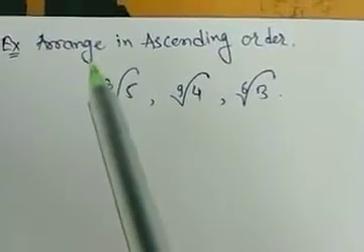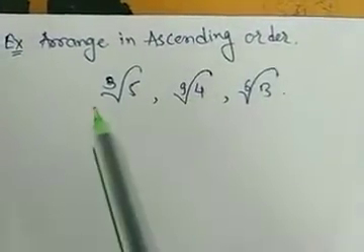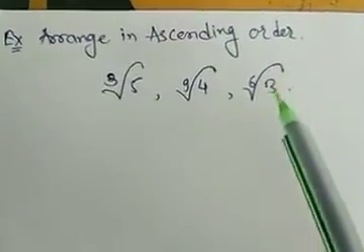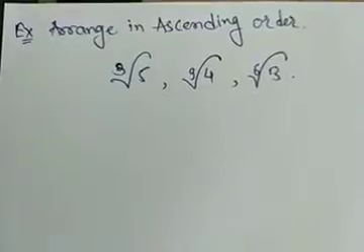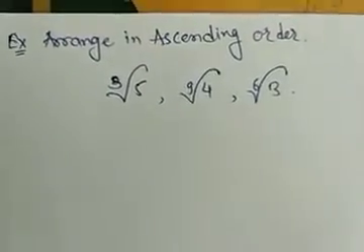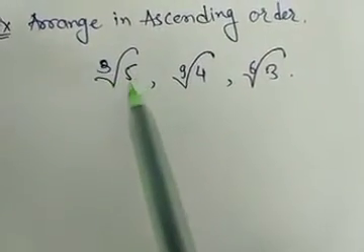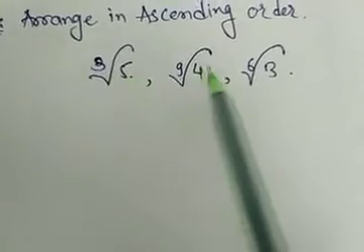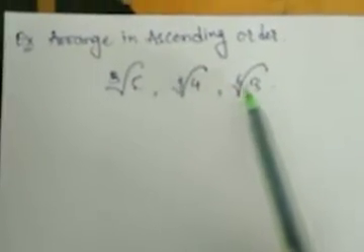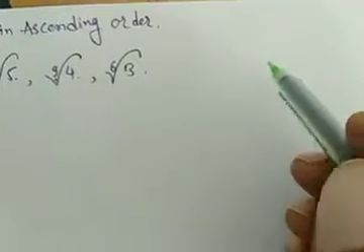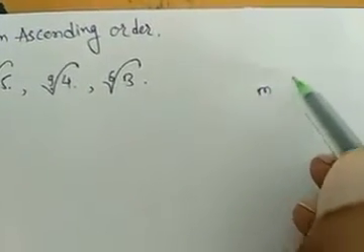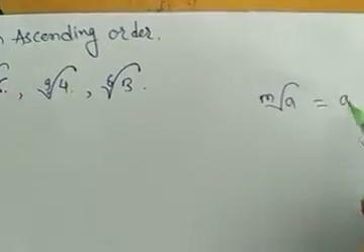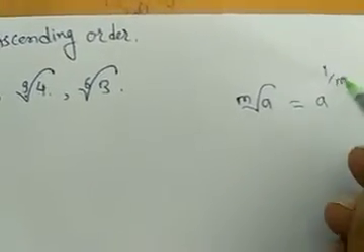Next example is arrange in ascending order. We have to arrange these numbers in ascending order, that is from smallest to largest. Here the first term is cube root of 5. The second term is 9th root of 4. The next term is 6th root of 3. Now we have the rule: m-th root of a can be written as a raised to 1 upon m.